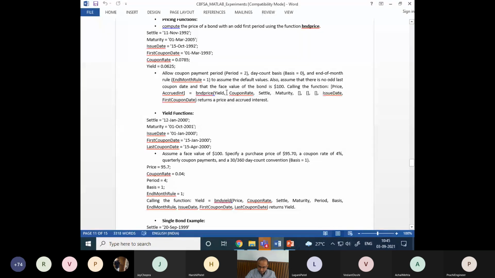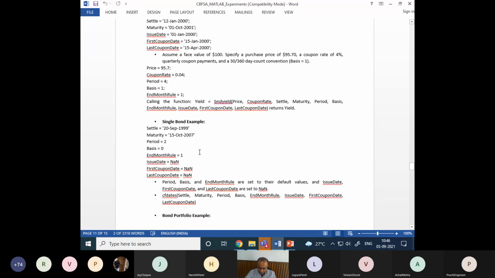The yield of all 4 bonds, coupon rate of all 4 bonds, settlement date of all 4 bonds, maturity of all 4 bonds. If I don't know some parameters which are non-compulsory or not mandatory, I can fill them with a null vector, right? That's what we saw last time in this function bond price. And what will it return? It returns 2 things: the price of the bond and accrued interest.